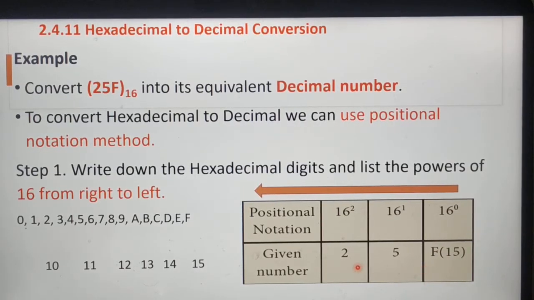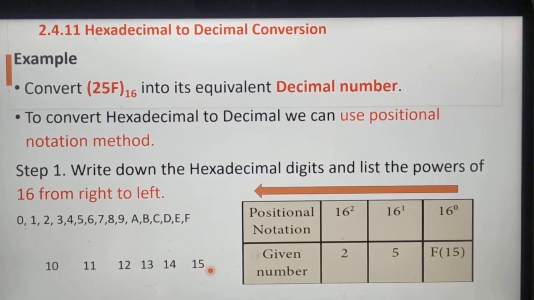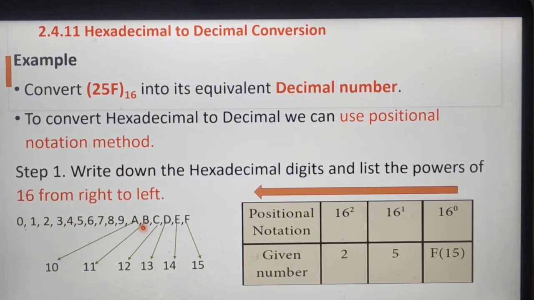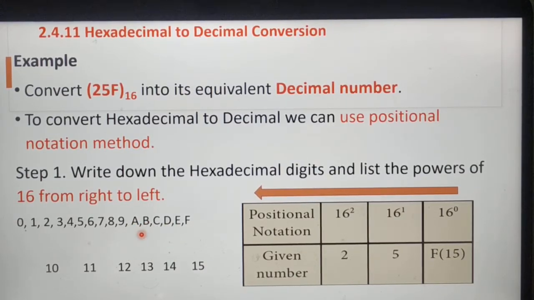In this hexadecimal number, we have the digit F. It is not possible to calculate it directly. So first we have to convert this F into its equivalent value. Let's see how to convert this F into its equivalent value. We know in this hexadecimal number system, we have 16 digits, a combination from 0 to 9 and the alphabets from A to F. So here we continue the values from 10.